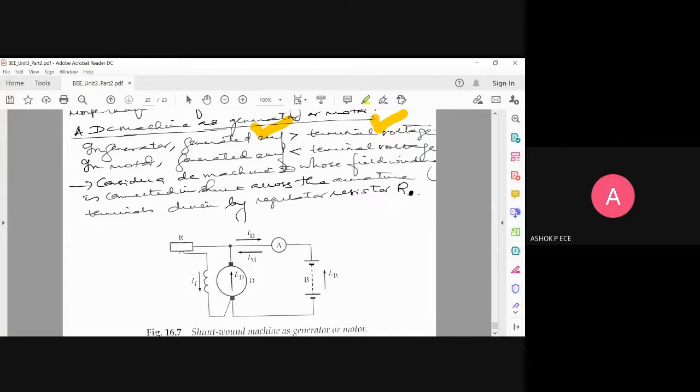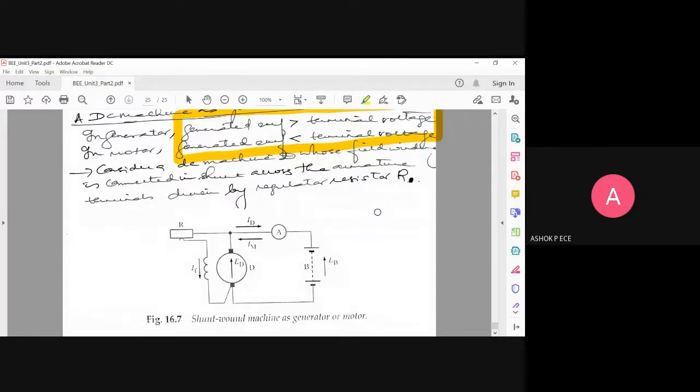Other things are going to be exactly the same. Only these two values differentiate when a DC machine is a generator, or when a DC machine is going to be a motor. Please understand that very clearly.